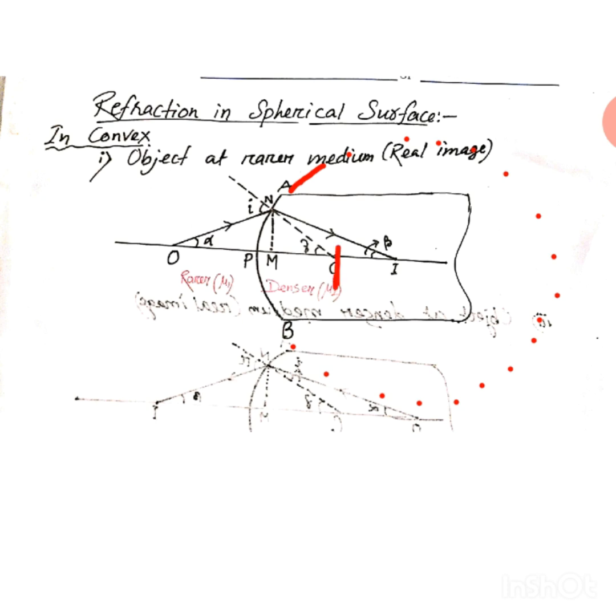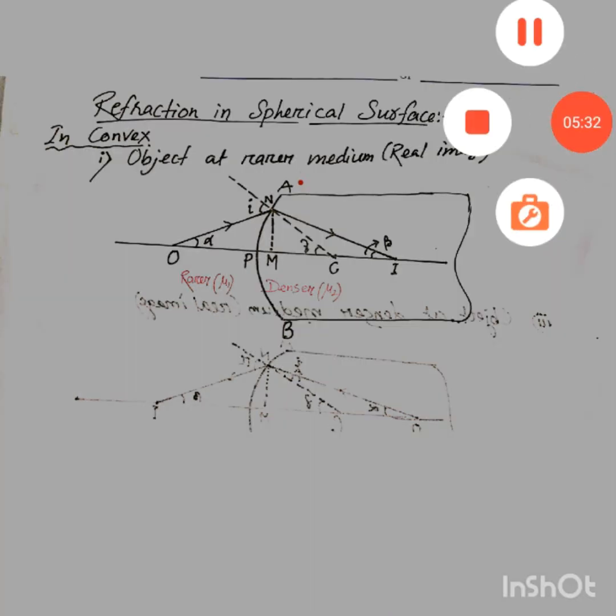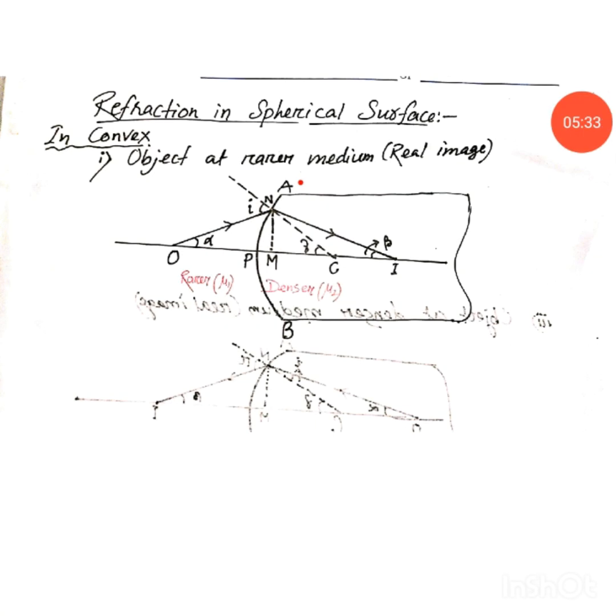That's why this C is the center of curvature. So as this C is the center of curvature, you have the normal, where the normal drawn on any point on the spherical surface means any line you draw on the spherical surface will be what? Will be the normal.